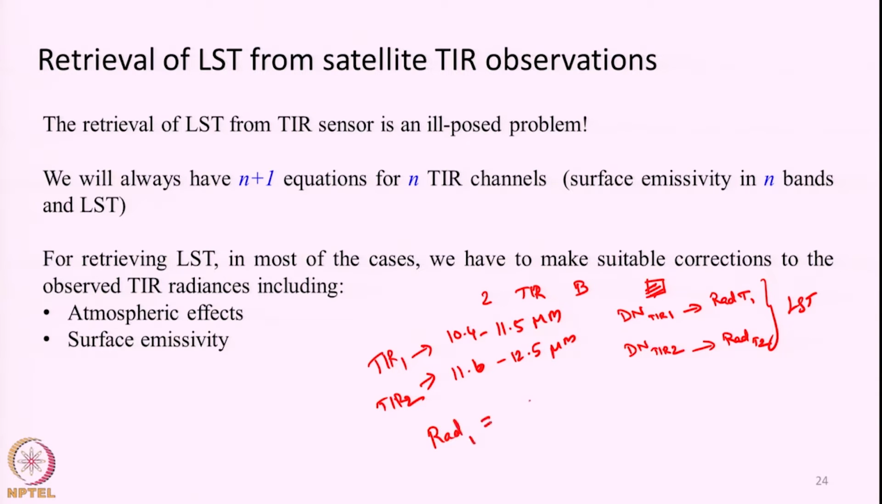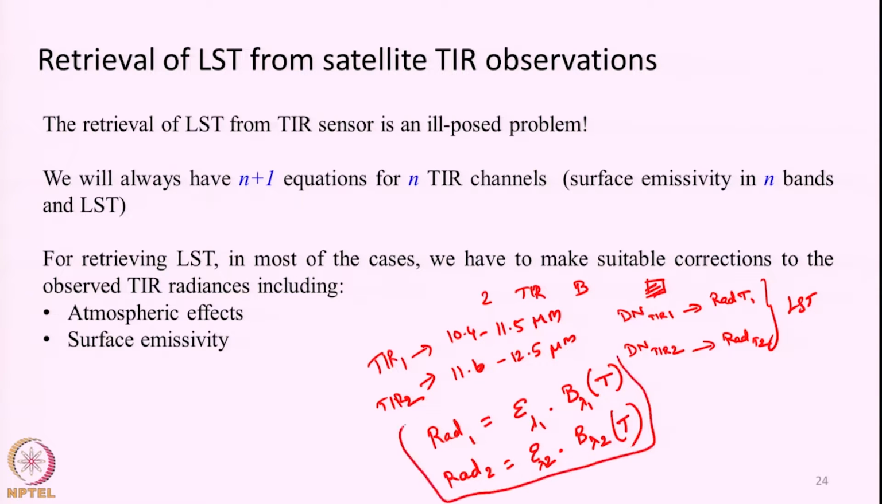The radiance in band 1 is equal to emissivity 1 times Planck's law at wavelength 1 for temperature T of the pixel. Radiance 2 is equal to emissivity in band 2 times Planck's law of band 2 for an object at temperature T. Here, what I am writing is that the surface is at a temperature T, and that is not going to change. Whatever the band or wavelength we observe, the surface is at a true temperature T, which does not vary with wavelength, but the radiance that we observe from the satellite is going to vary with wavelength.